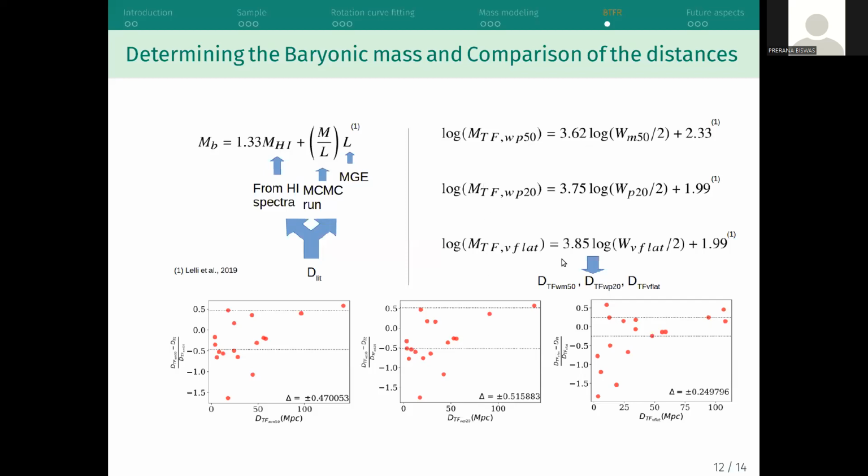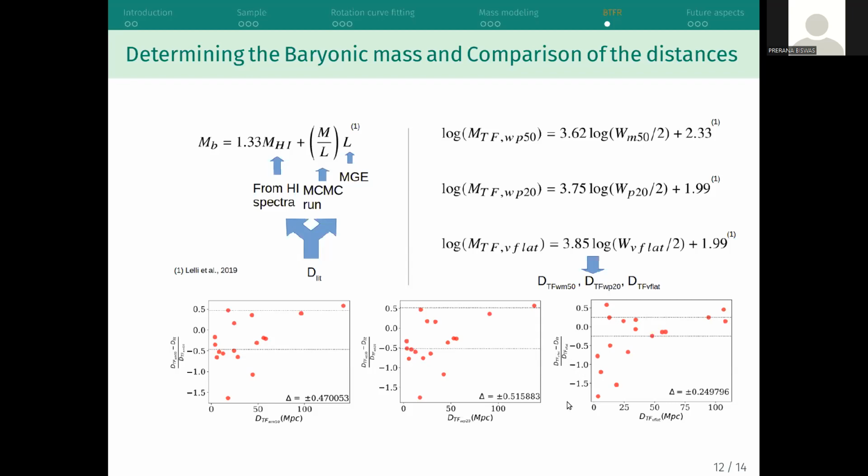Now, from this baryonic mass, we find the distances and compare them with what we have taken from the literature. Here the y-axis is the fraction of the differences and the x-axis is the Tully-Fisher distance found. Look at this third plot. This says that there is around a 20% offset between the distance found from the Tully-Fisher relation and the distance found from the literature.